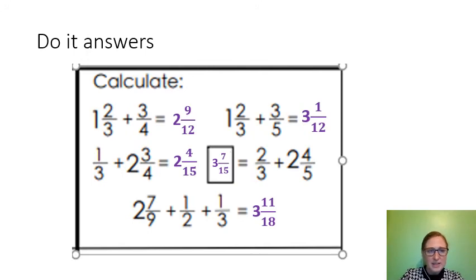Looking at last week's lessons, this is your Do It answers. Some of them can be simplified, for example 2 and 9/12 could be 2 and 3/4. The rest of them are as simple as they can be. Give your work a tick and let's move on to our twist.